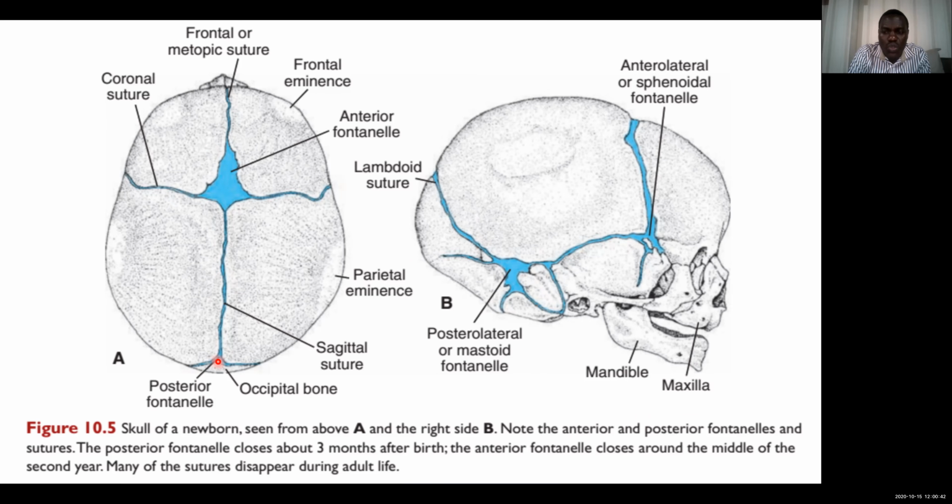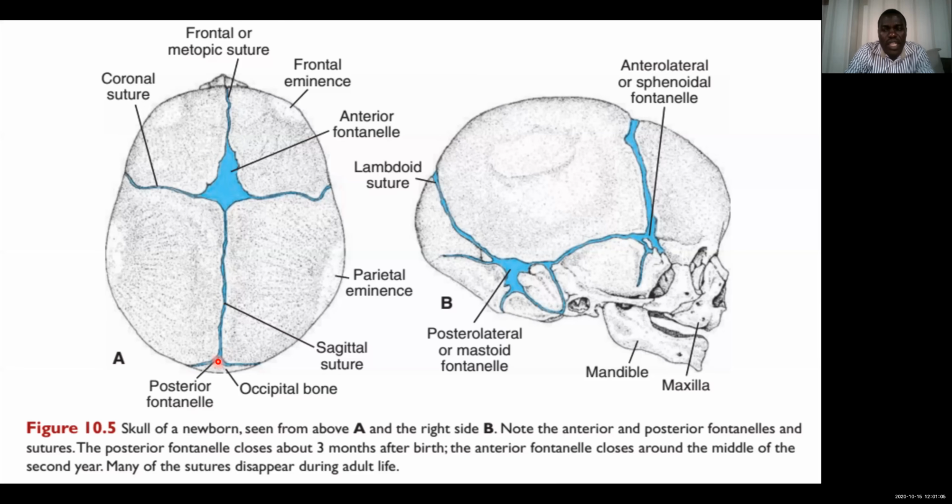I haven't told you when the sphenoidal and mastoid fontanelles close. You can check that on your own. What is important to note is that the skull of a neonate has fontanelles, and the skull of an adult does not have fontanelles. Now back to those fontanelles.